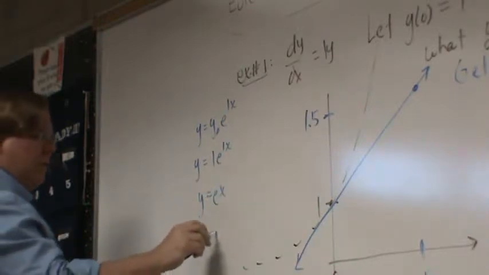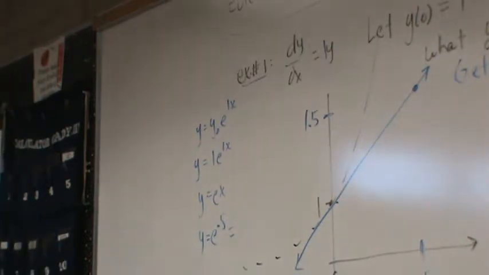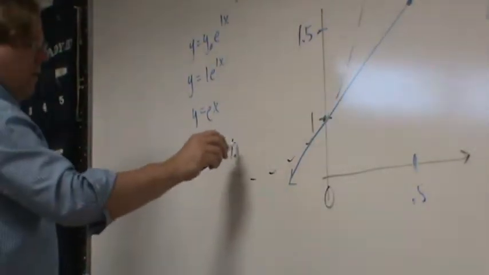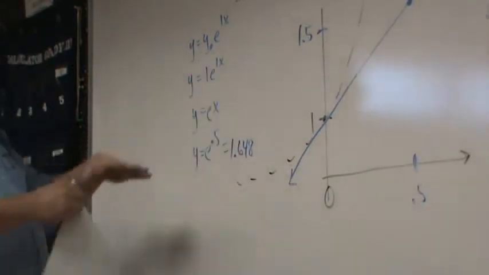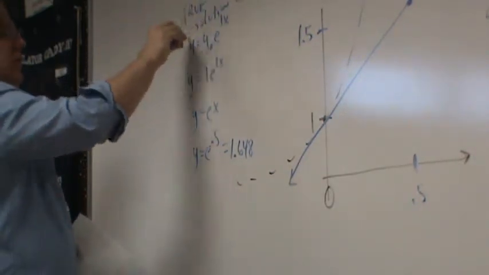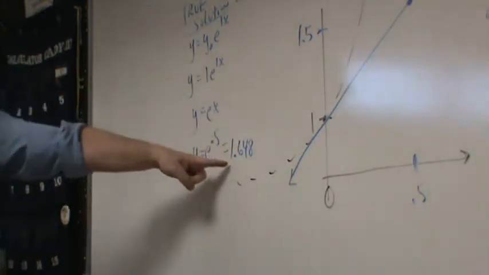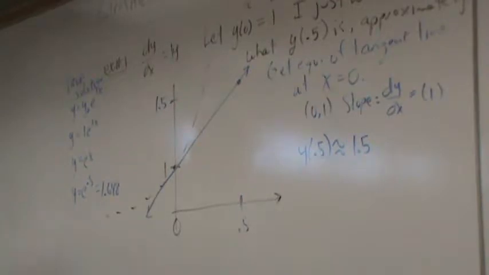So the true solution is e to the 0.5, which is approximately 1.648, okay? So this is the true solution, the solution that we don't have available to us if the differential equation is not solvable. But in this case it is, so we get the true solution. But this solution might be close enough. But what if it wasn't close enough? What if I wanted to get closer?